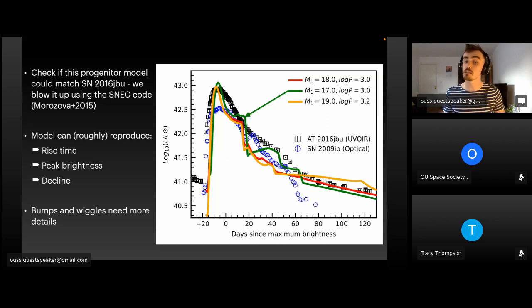But the important things are it can match the peak brightness, so how bright this object appears, the rise time, as well as roughly the decline. So this shows that, okay, 16jbu, albeit a supernova, a strange one, can be explained by a binary system, which is something new and exciting. And it also gives the opportunity to look for the binary companion, which should survive this event as long as the two systems don't merge.